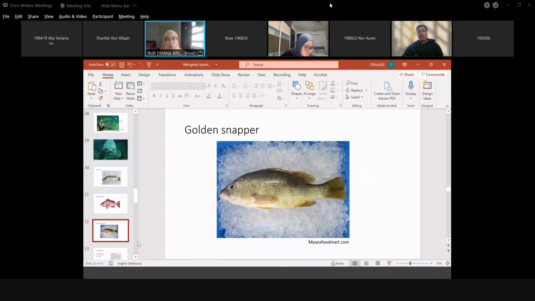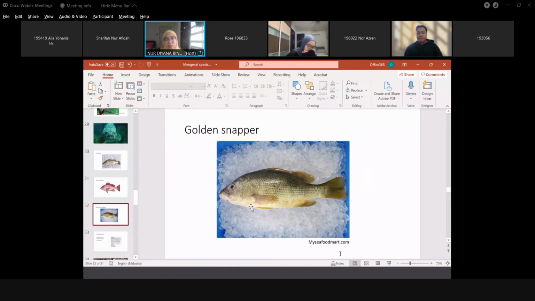Okay. So we also have golden snapper. I fetched all these photos, some of them just from Shopee. So even Shopee sells your fish, fresh fish.